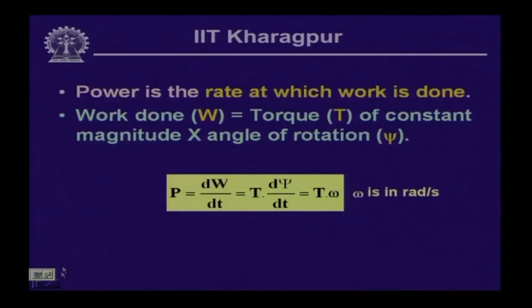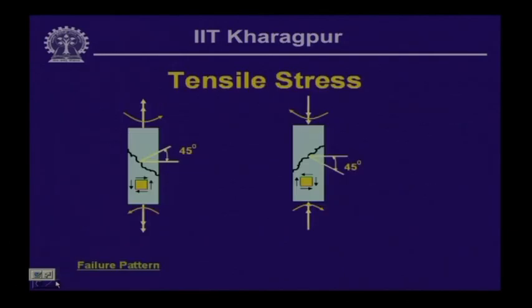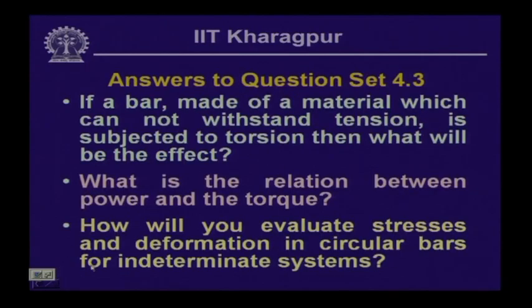Well, let us look into the second question then, that is what is the relation between power and the torque. Now, having looked into that, because of the twisting moment, the tensile stresses which get generated on the surface cause failure which is perpendicular to the direction of the normal stress.